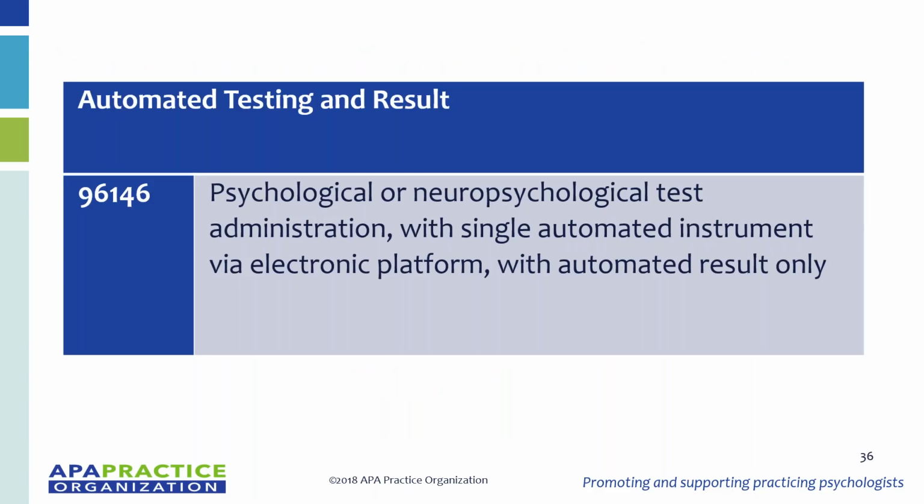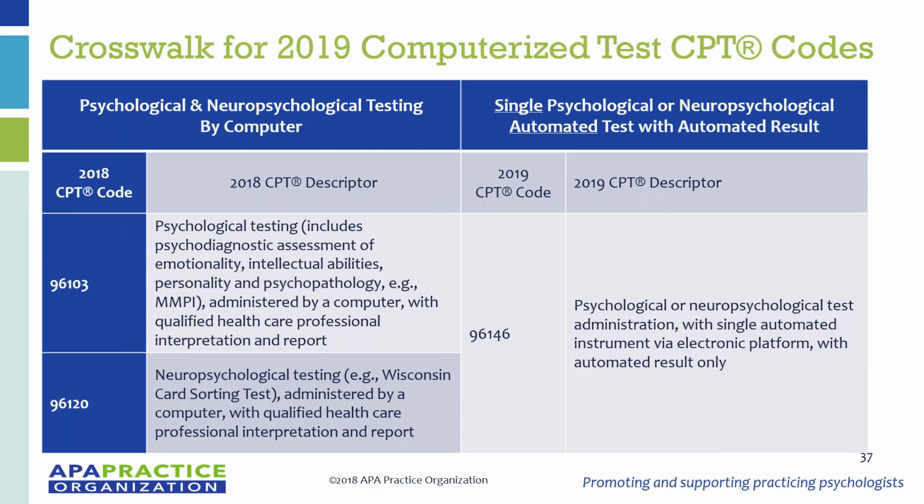96146, psychological or neuropsychological test administration with single automated instrument via electronic platform with automated result only. Next. And this is the crosswalk. You'll be using 96146 if you give a single psychological or neuropsychological test administration that's automated via electronic platform with automated result only. In other words, there's no additional psychological or neuropsychological professional evaluation services associated with this code. Next.